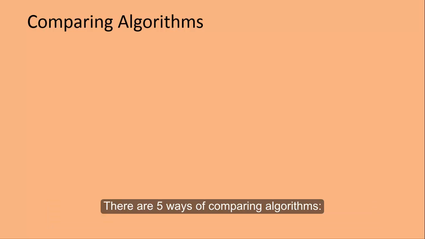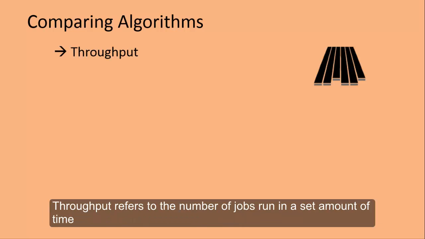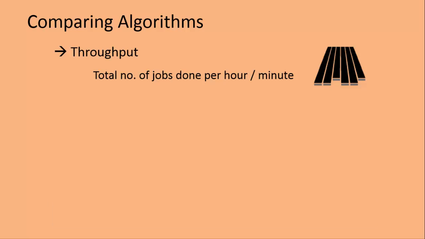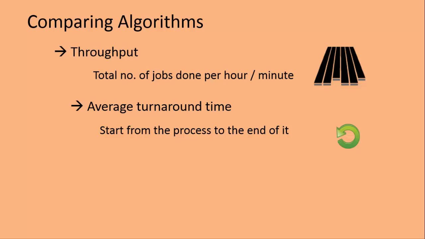There are 5 ways of comparing algorithms: throughput, average turnaround time, average response time, CPU utilization, and average waiting time. Throughput refers to the number of jobs run in a set amount of time. The more jobs run, the more efficient it is. The average turnaround time refers to the amount of time taken to run a process. The shorter the time, the higher the throughput. Calculation will be completion time minus arrival time.